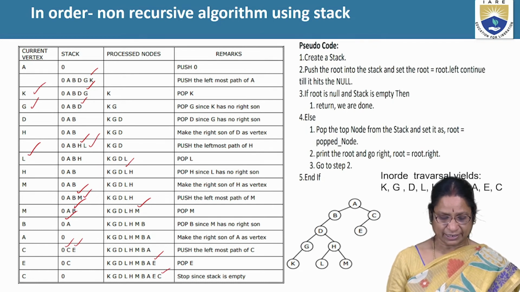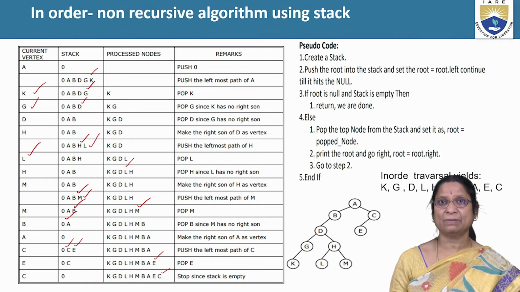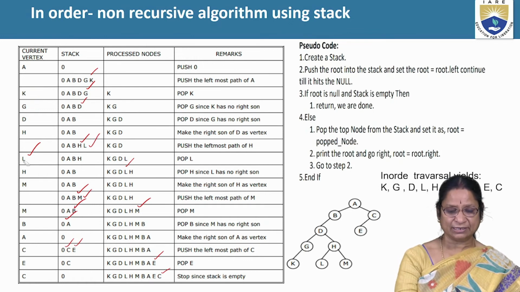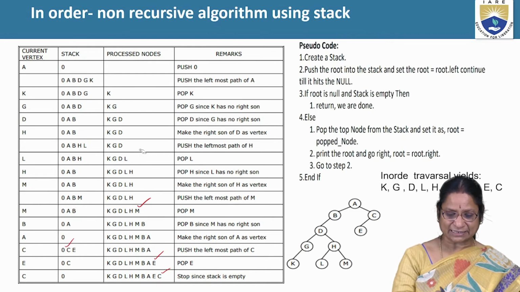So we got KGDLHMBAEC, which is the same as the manual way which we have done in the in-order traversal. So like that we can use a stack explicitly.